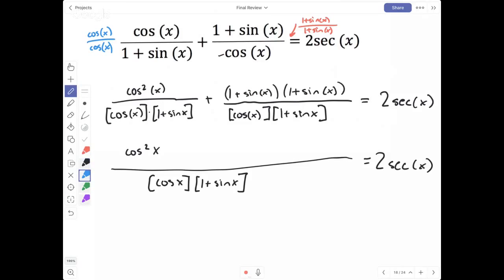So I'm going to show 1 times 1, which makes 1. And then 1 times sine x, which makes sine x. And then sine x times 1, which makes sine x. And then sine x times sine x, which makes sine squared x.